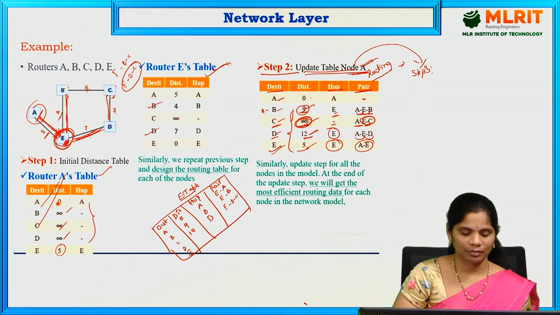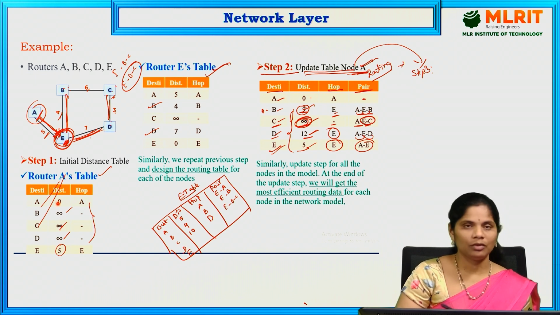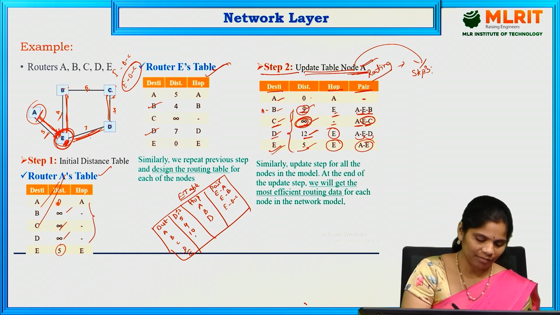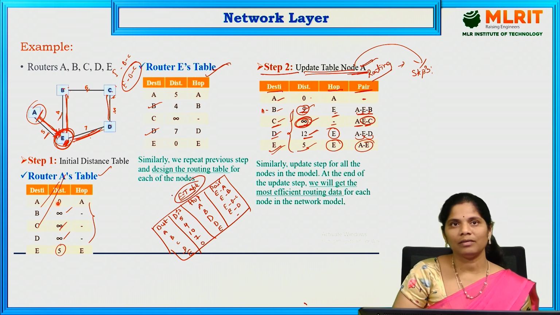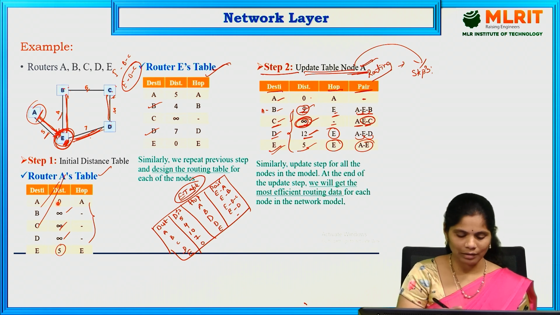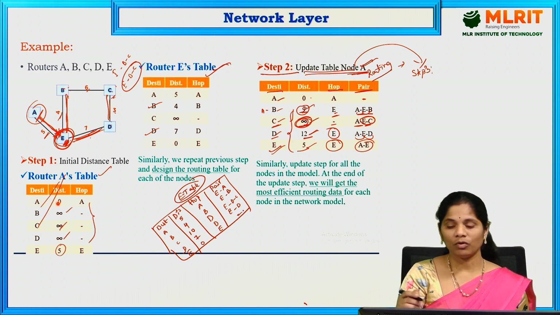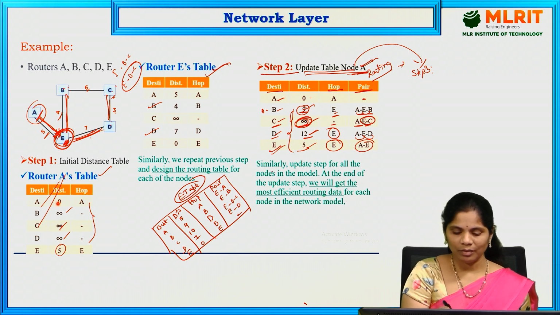And here we write the pair E to D, D to C. Next, E to D: already 7 is there, and the next hop is D only, E to D. And E to E, that is 0 only. For E to E there is no pair. Like this you have to find the table for each and every router. This is the condition of the distance routing algorithm. So like this you have to find it for every router. Similarly, update the step for all nodes in the model.